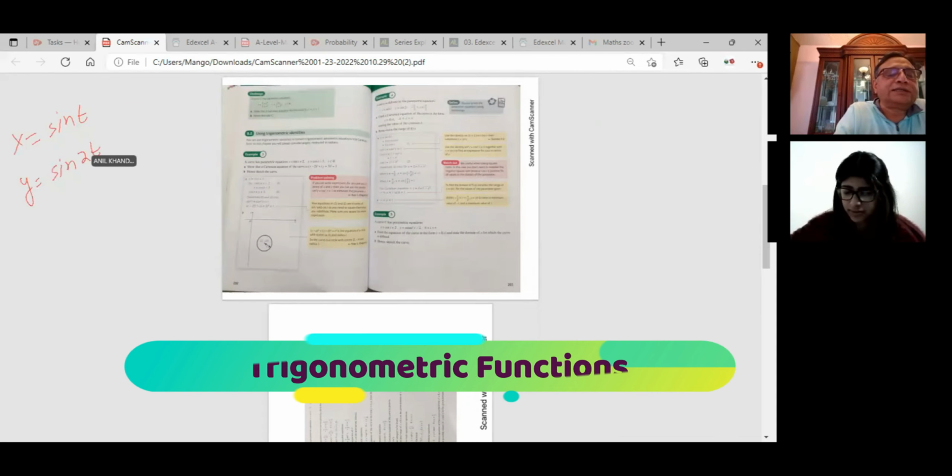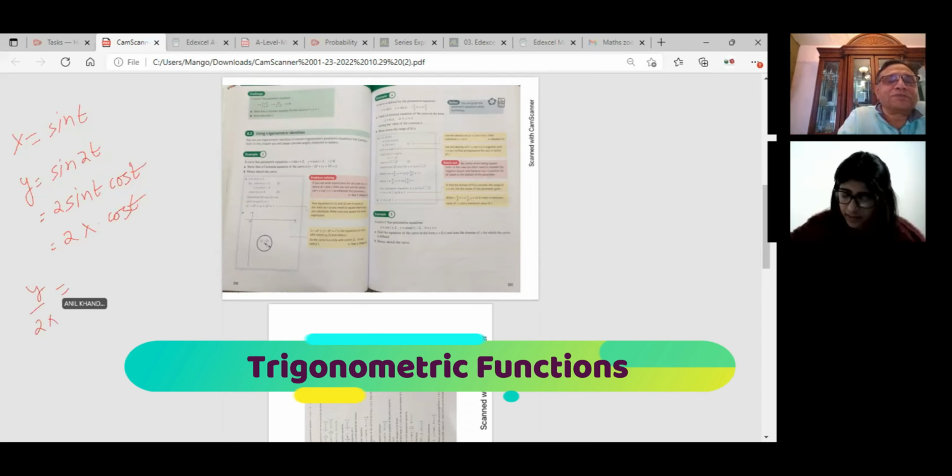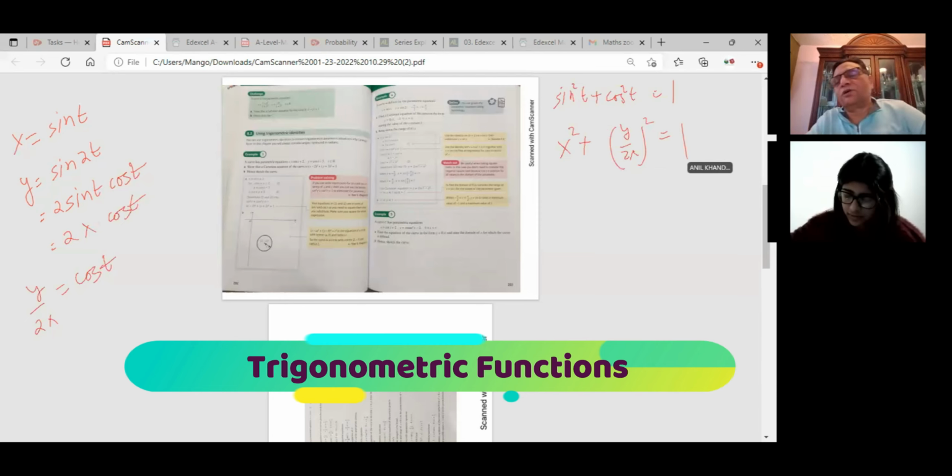Sine 2t, as I said, can be written as 2 sine t cos t. Sine t is x, so instead of sine t, I'll write x. So y equals 2x cos t. From here, you know what cos t is: y over 2x is equal to cos t. And sine t we already know. So you get the equation sine square t plus cos square t equals 1, and sine t is x. So we get x square plus the square of y over 2x equals 1. So that is your Cartesian equation for the given condition. Is that clear to you?